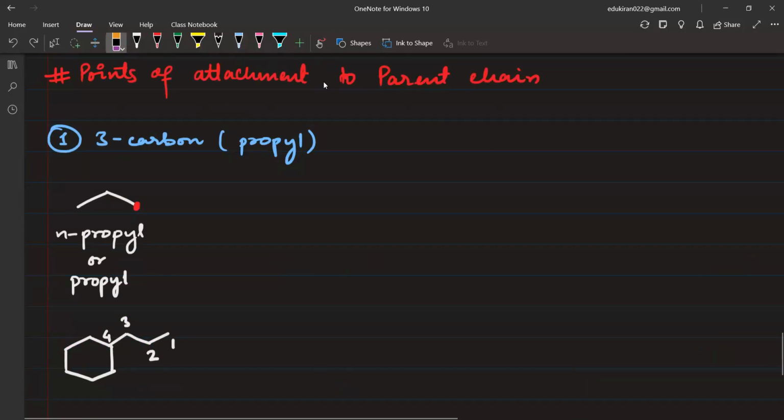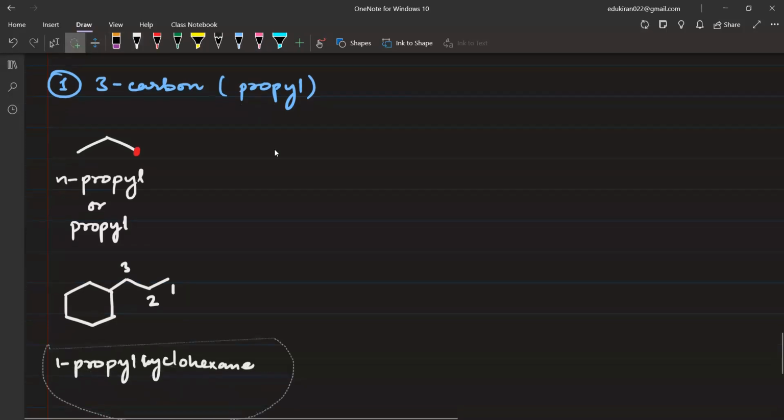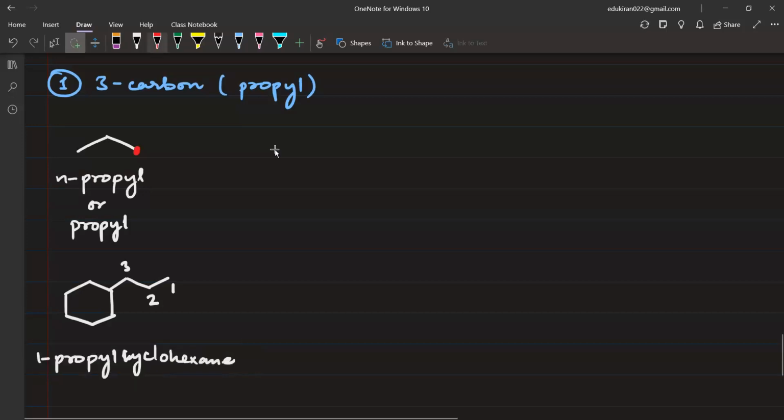Okay, so it will be 3 carbon atoms. So the name of this will be very simple. It will be 1-propylcyclohexane. Now I'm not worrying about the naming here, but I want all of you to understand the point of attachment here.